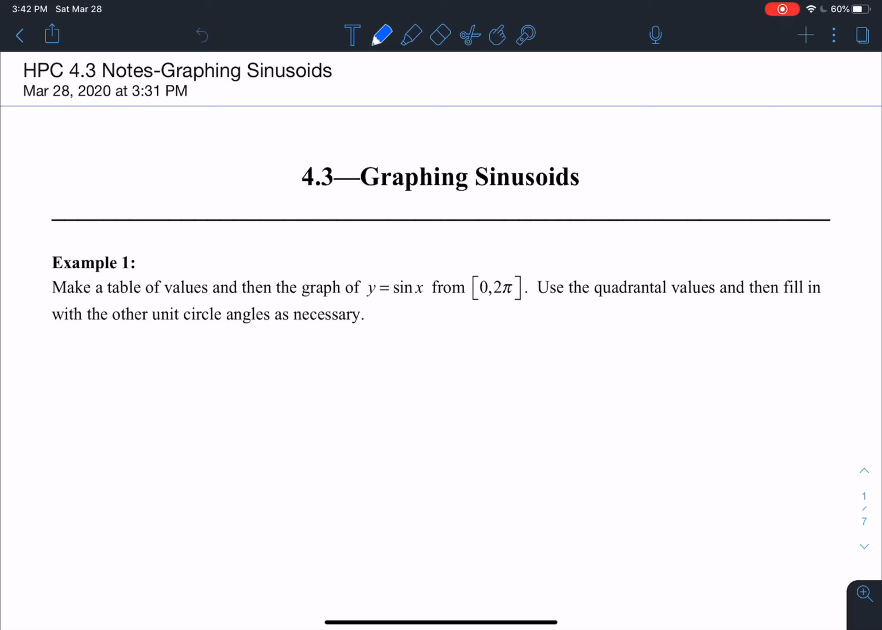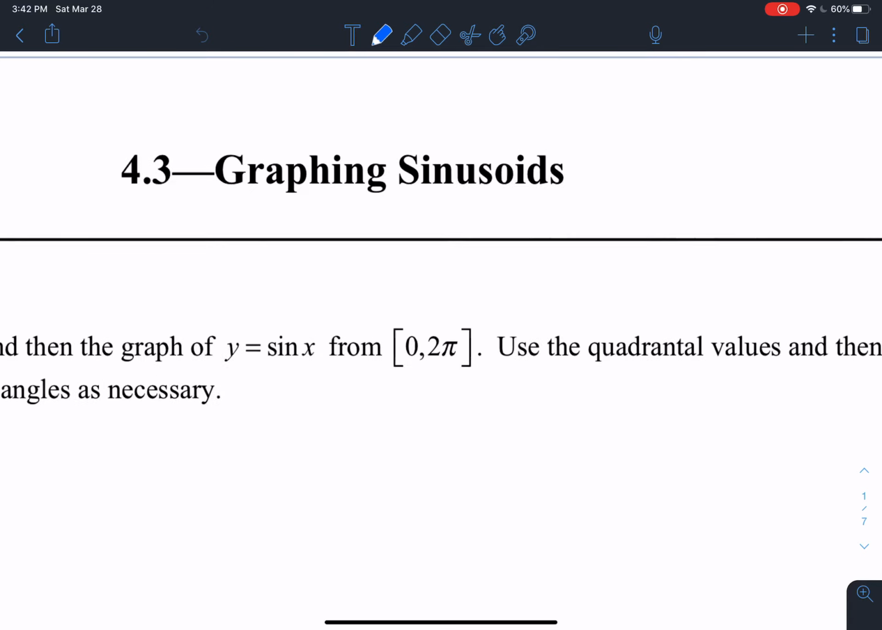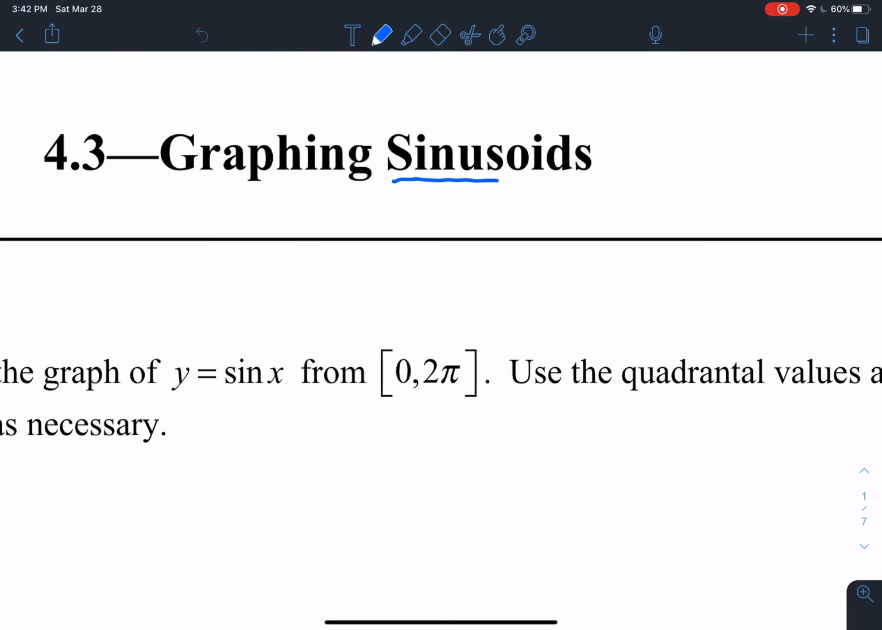Jumping into our next lesson for our online learning, we're going to be talking about graphing sinusoids. That's that word here. And what that means is just the shape of the graph of sine and cosine.